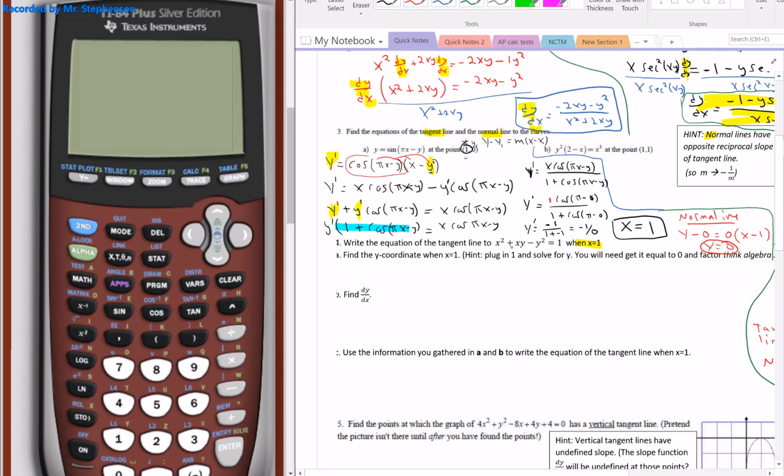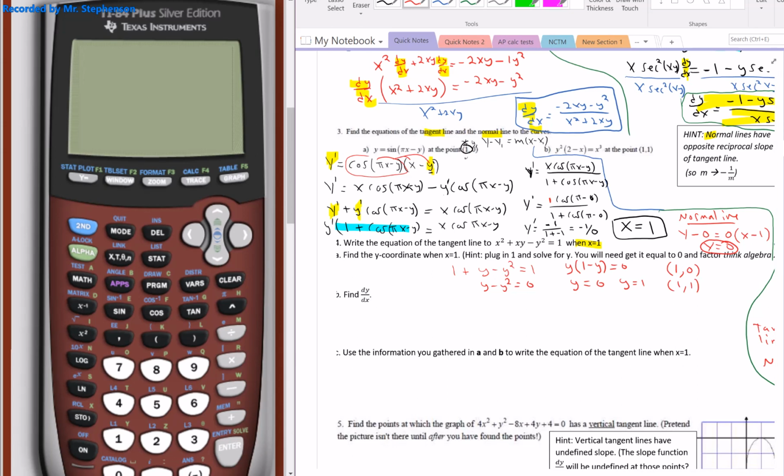So to do that, we're going to plug in 1 everywhere I see an x. So that's going to give me 1 plus y minus y squared equals 1. And then, to solve these, we always set them equal to 0 and try to factor. So let's subtract 1 on both sides. And basically what you're going to end up with is y minus y squared equals 0, and you can factor that to be y times (1 minus y) equals 0. So you get two solutions, y equals 0 and y equals 1, which means there are 2 points we're talking about here: the points (1, 0) and (1, 1), right? Because there are 2 y values when I plug in the x.